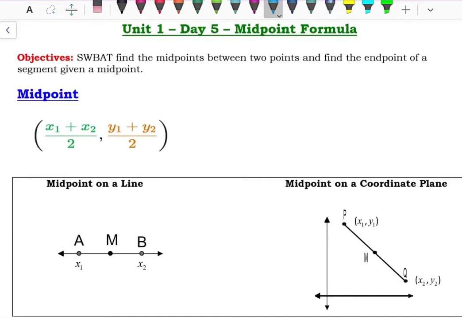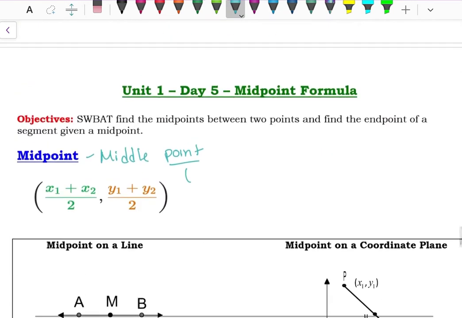Sorry I couldn't be here today, but we're going to finish off this unit with the midpoint formula. So first, the midpoint is going to be the middle point, because midpoint stands for middle point between two other points. Notice how it's written like a point, because the key word here again is point, and points have an x and a y.